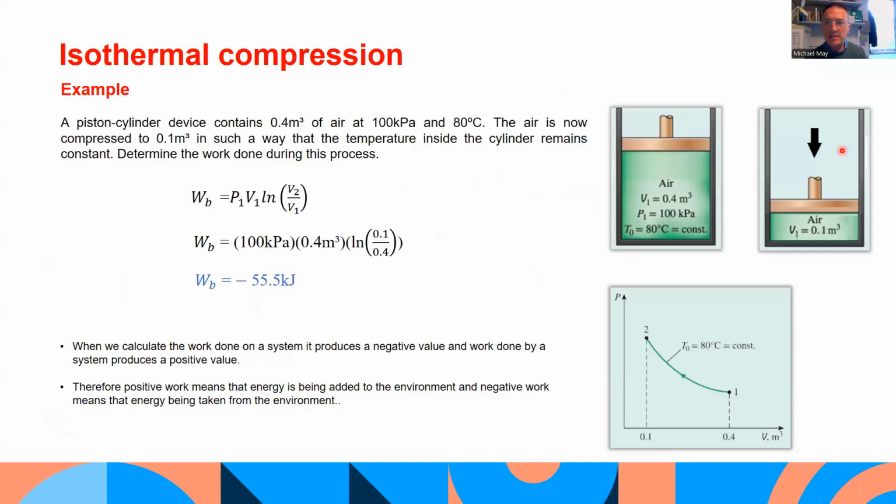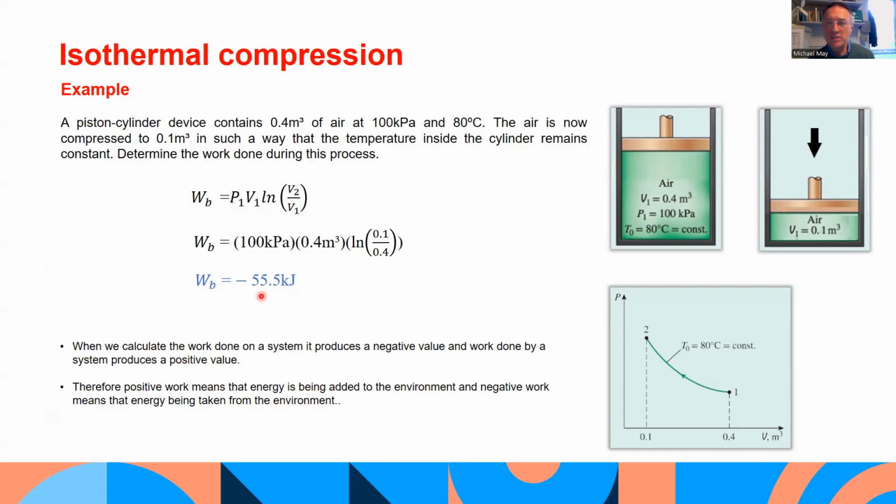So in this example, a piston cylinder device contains 0.4 meters cubed of air at 100 kilopascals and 80 degrees. The air is now compressed to 0.1 meters cubed in such a way that the temperature inside the cylinder remains constant. Determine the work done during this process. This is our boundary work equation. We have P1, V1, and V2. And in the equation, it turns out to be minus 55.5 kilojoules.